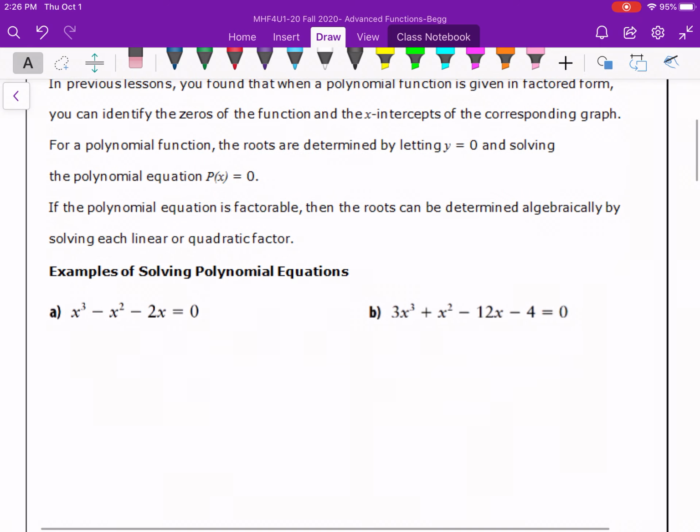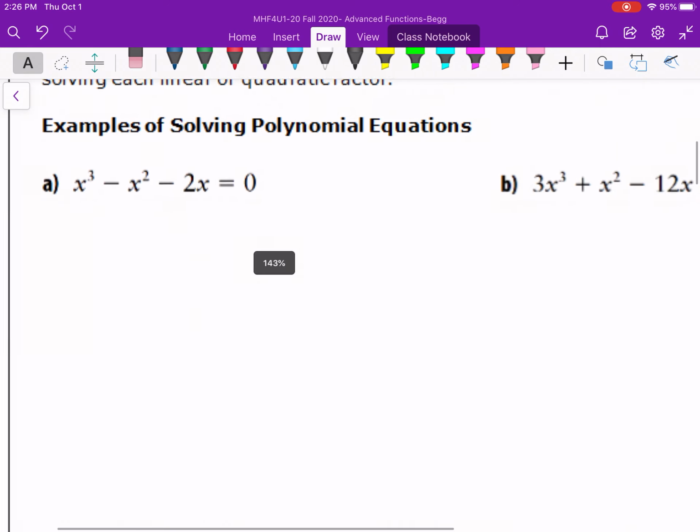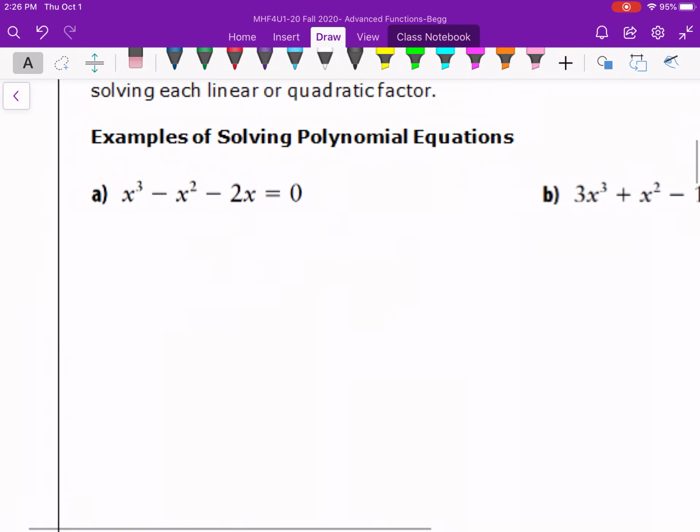So the first one, what we always want to do, whether we're dealing with cubic or quartic or whatever the degree is, we always look for a common factor to start with. Whenever we're solving things, the first thing we should do is always begin by looking for a common factor. In this case, I can see that there's an x that I can take out of each of these terms.